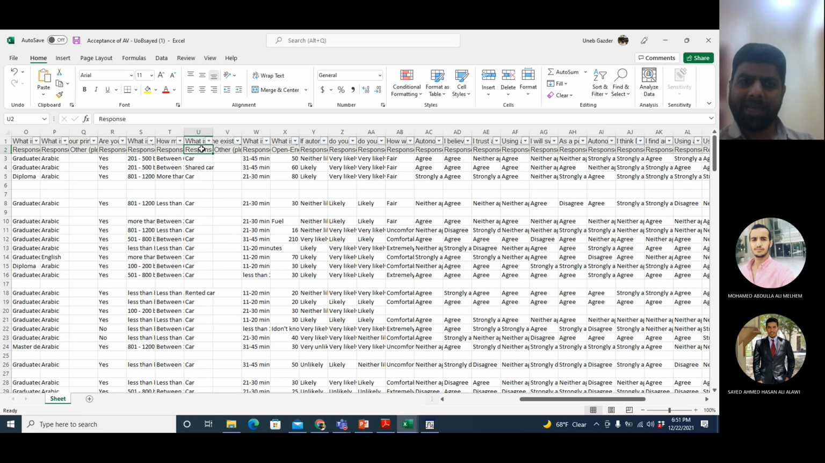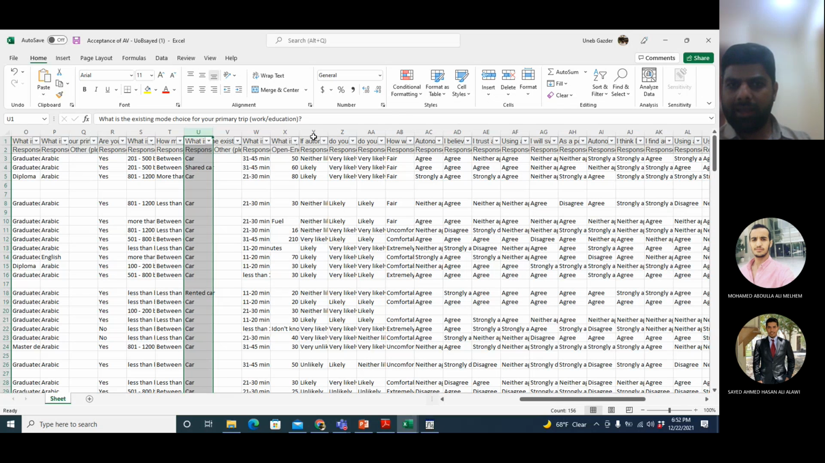Then from column U, divide all the responses into two categories, car and others. And now others can include shared car, bus, rented car, taxi, because the responses are very few. So from the current options, you will have only two. So first of all, you do this with column U.